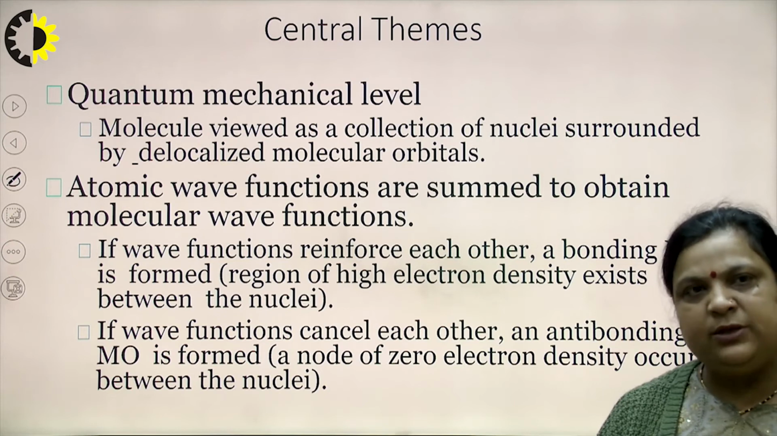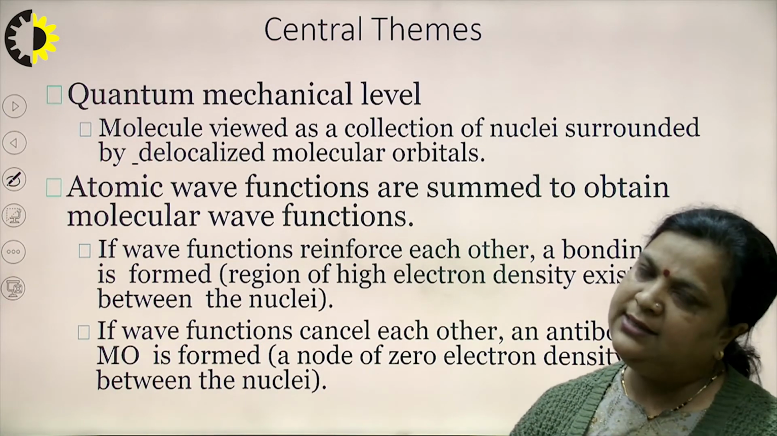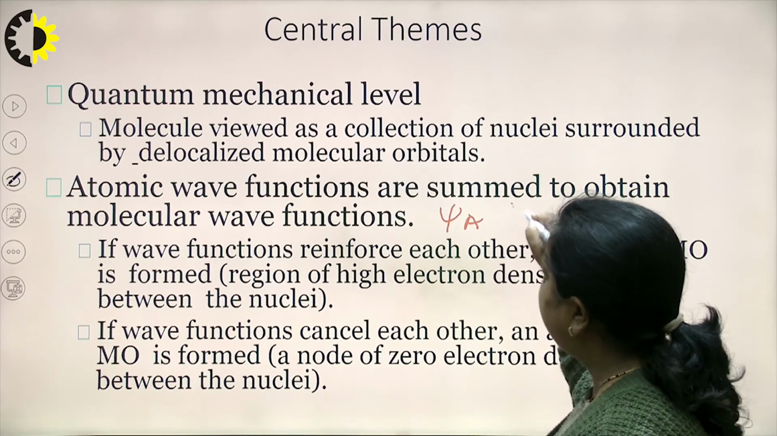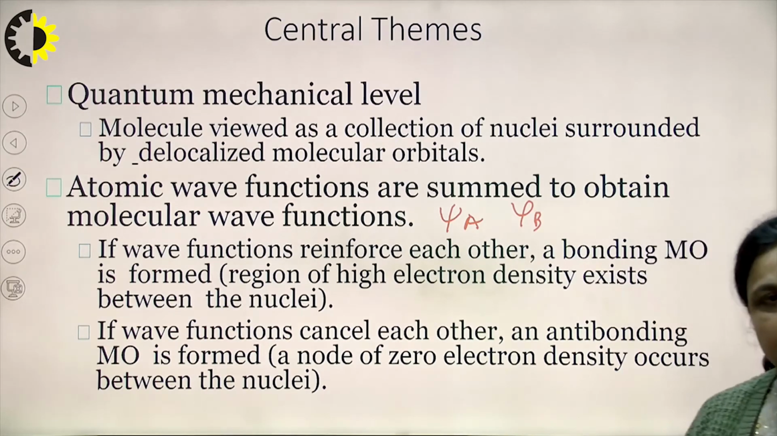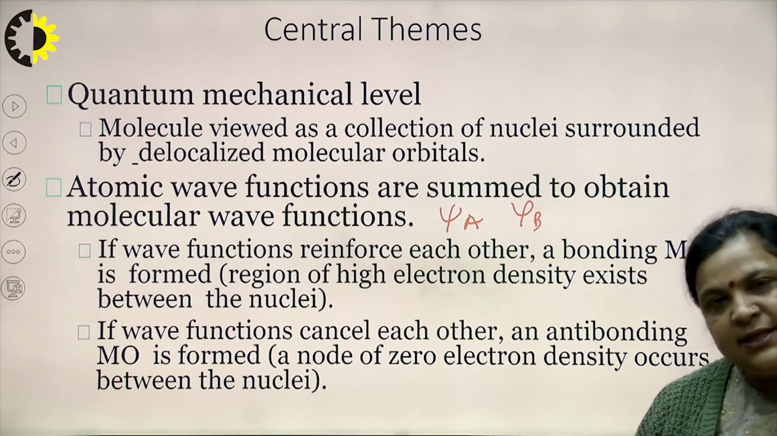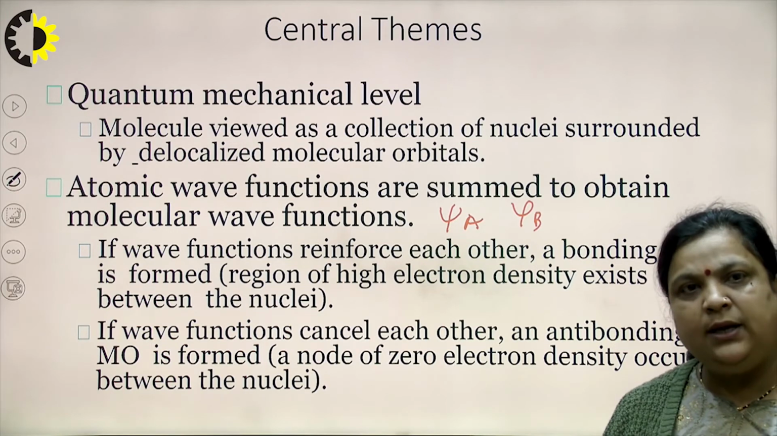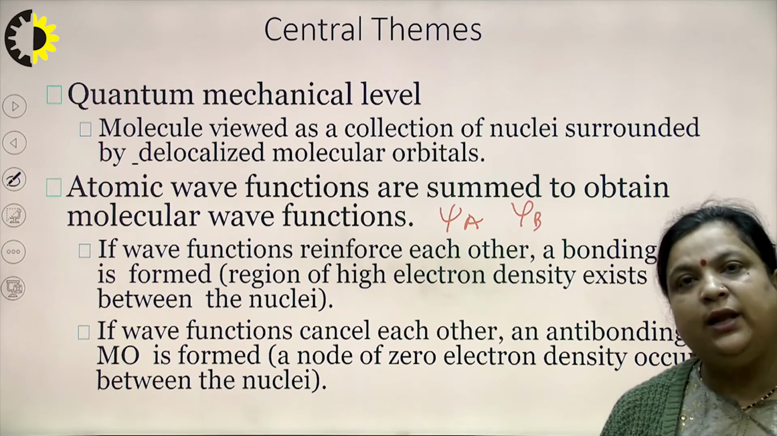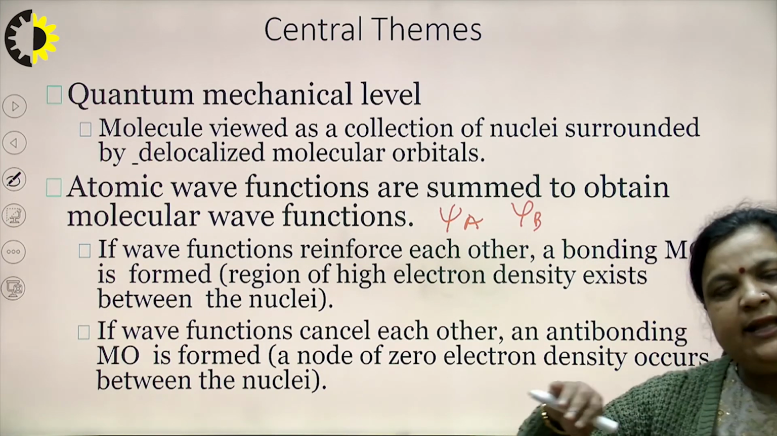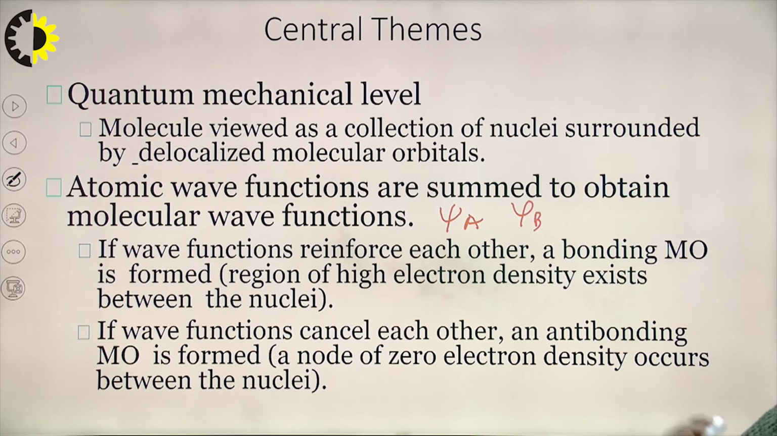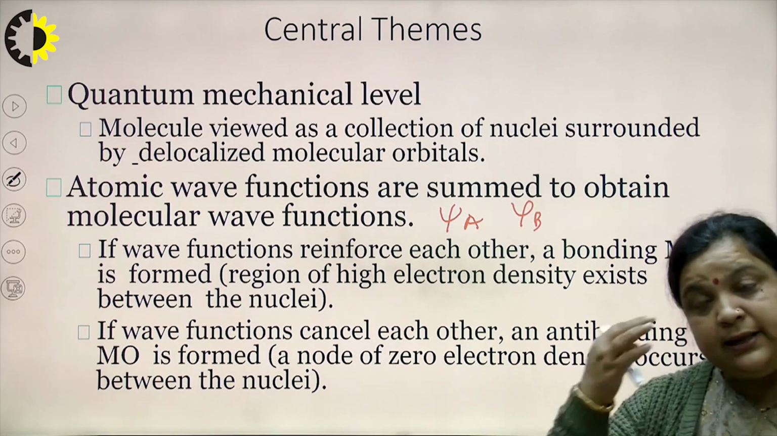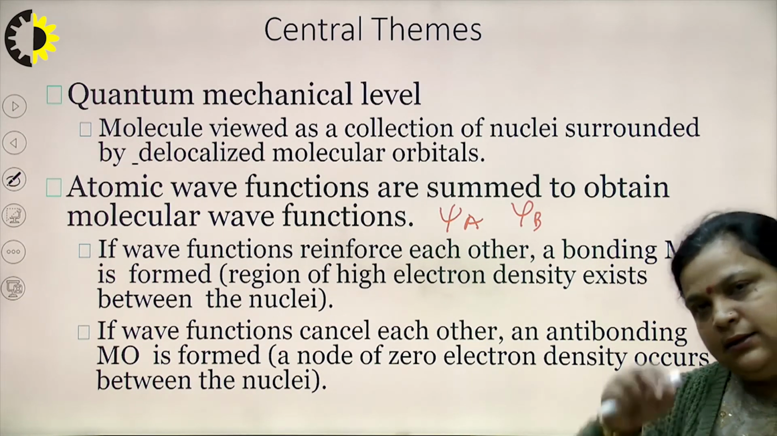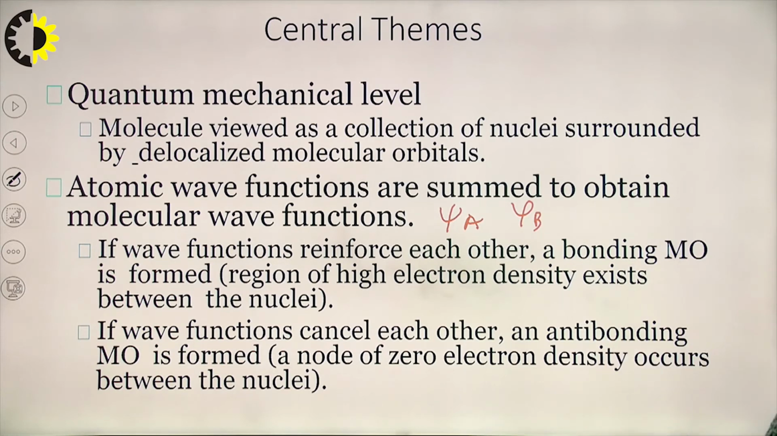So, there will be two possibilities, psi A plus psi B and psi A minus psi B. That is, let there be two wave functions psi A and psi B. If the wave functions reinforce each other, in such a situation the bonding molecular orbital gets formed, that is, the region of high electron density exists between the nuclei. And if the wave functions cancel each other, in such a situation the anti-bonding molecular orbital is formed, which is of higher energy. It means a node of zero electron density, that is a nodal plane, gets formed between the nuclei.